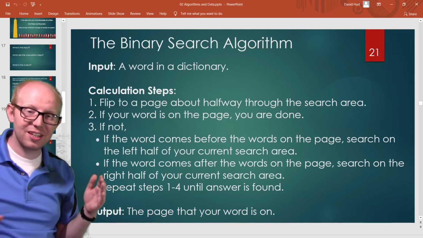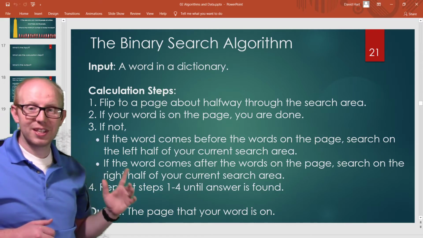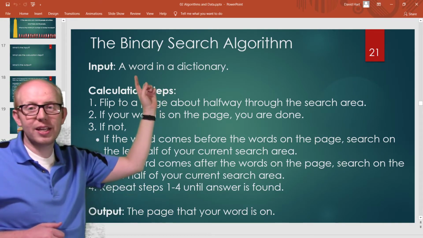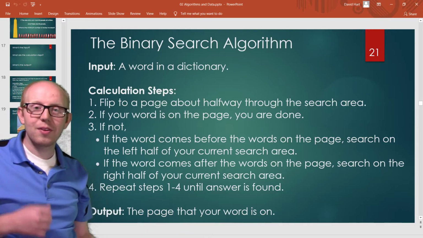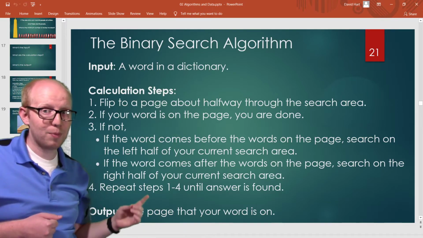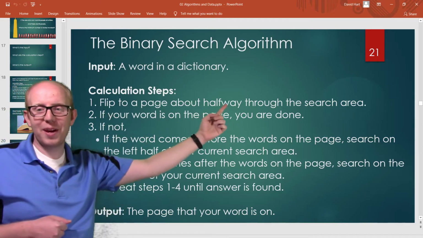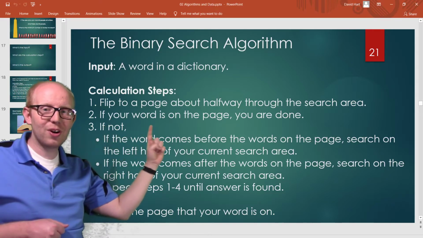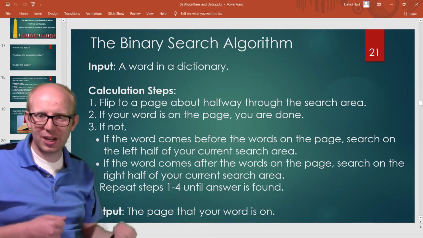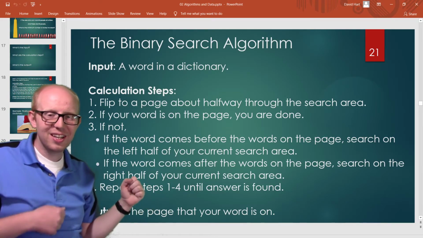Don't feel like you necessarily have to follow this exact wording, but this is the key. My input is a word in the dictionary. My output is the page that word is on. These are the steps I follow for that to happen. I flip to a page about halfway through the search area. If your word is on the page, you're done. You were really lucky if you happened to open to it.